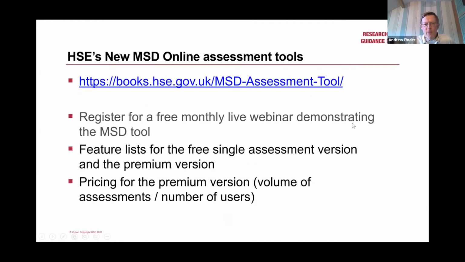And it's available for download from the HSE website. There are monthly webinars which demonstrate it, which are free, and I think there was one only a day or two ago, so the next one will be towards the end of October. The website does list the features for the free version and the premium version, and does give pricing for the premium version, which does depend on the volume of assessments and number of users that are using it. I think it's deliberately meant to be straightforward.